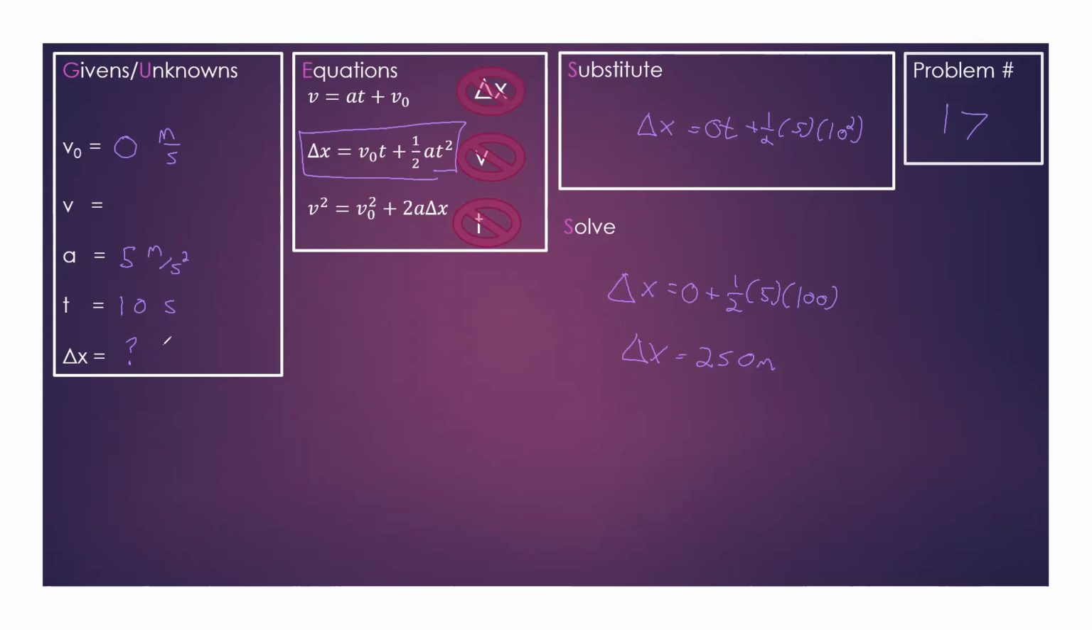Now for part B, having found this is 250 meters, it says, what is its final speed? At this point, we don't want this equation. We want any equation that has v in it. The easiest one is this here. You could solve for this, it doesn't matter. So v equals a times t plus v naught. v is 50 meters per second.